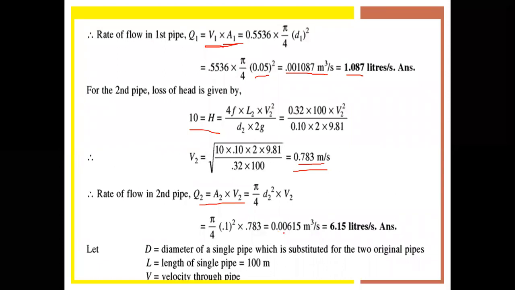6.15 liters per second. That is a discharge. Then what is the thing you want to find? So D1, D2, L1, L2 are given. Now the diameter of the single pipe which is substituted for the two original pipes. So what condition is given here?